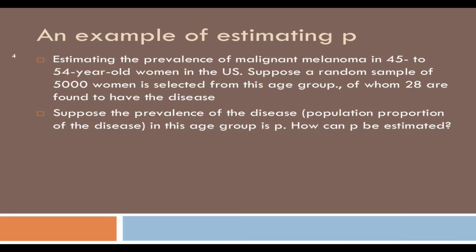So, how should we tackle this problem? Suppose we give it some notation. The prevalence of this disease, the population proportion in this age group, is P. Suppose we denote that by P. So mathematically, now your question is, how do you estimate P?